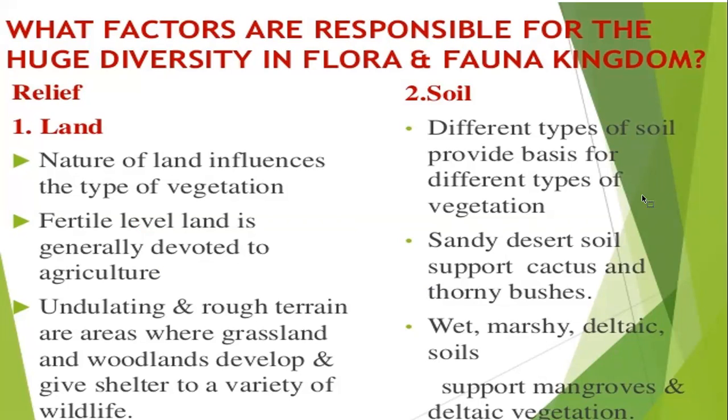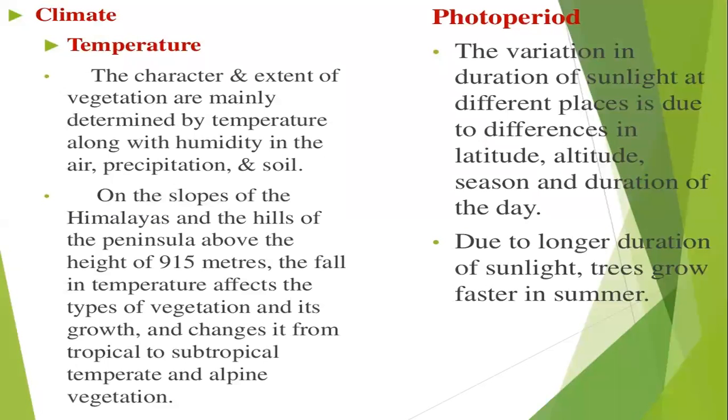Okay, then let's talk about the soil. Soil also varies from place to place. Different types of soils provide the basis for different types of vegetation. The sandy soil of the desert supports the cactus and the thorny bushes, and the wet, marshy, deltaic soils support the mangroves in the deltaic regions. The hill slopes with some depth of soil have conical trees. So different soils support different flora and fauna.